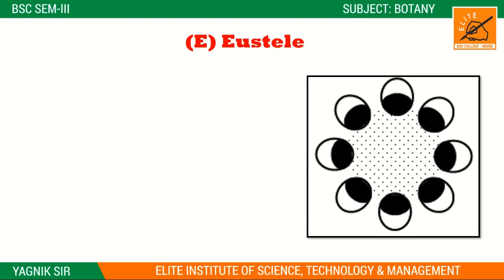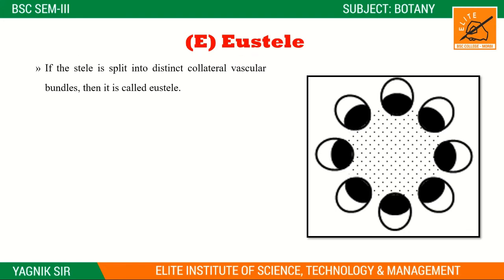Another type is the eustele, right? If the stele is split into distinct collateral vascular bundles, then it is called eustele. So this is the vascular bundle. This dark part is the xylem, surrounded by the phloem, right? And this vascular bundle is a collateral type of vascular bundle, right? So this dark region is the xylem part, and this white region is the phloem part, right? And it is a modified ectophloic siphonostele, right?